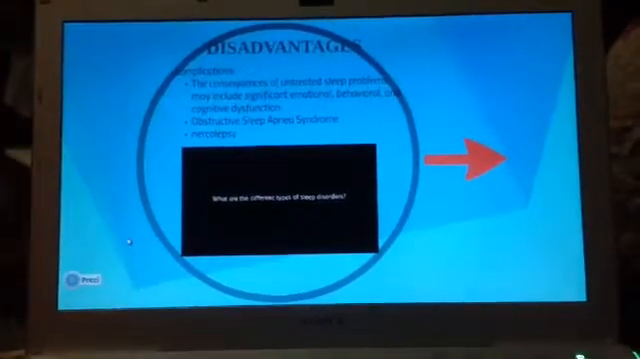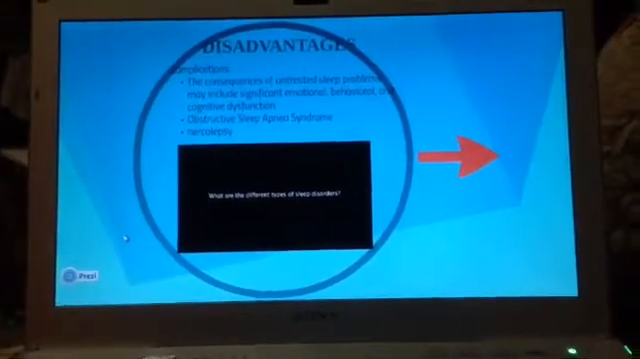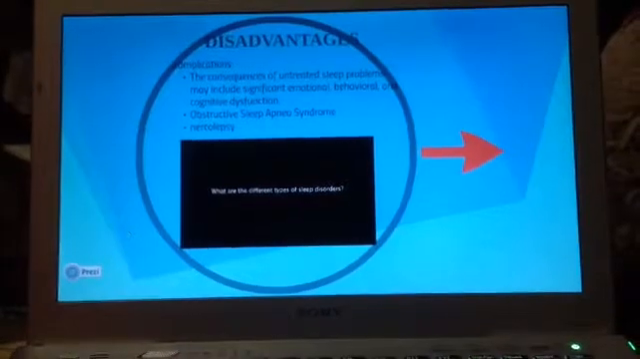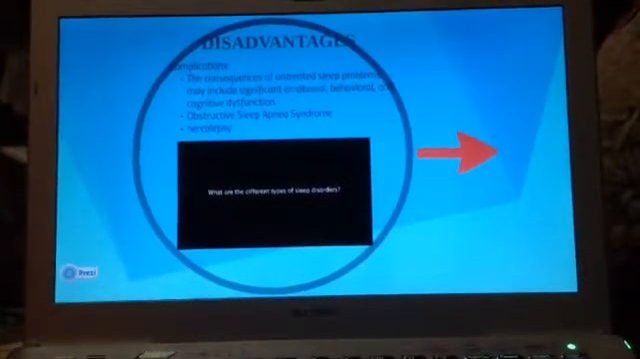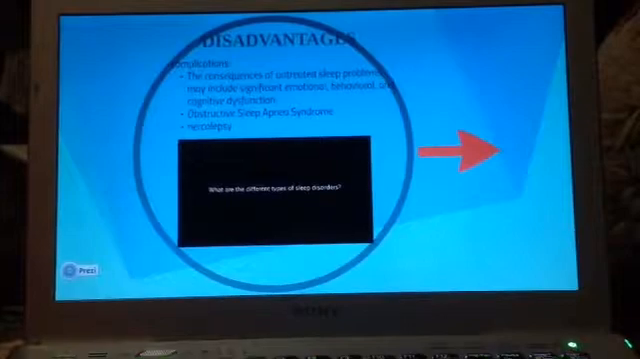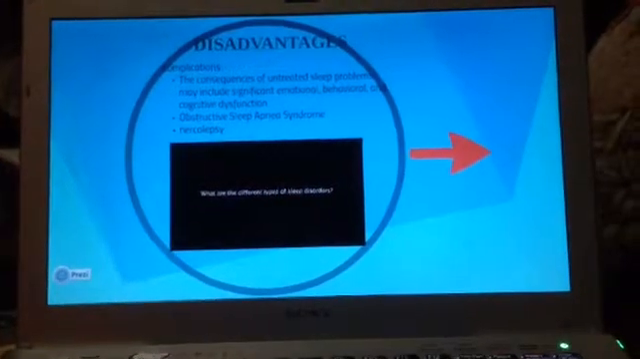And the advantage we have, complications. The consequences of untreated sleep problems may include significant emotional, behavioral, and cognitive dysfunction. Also, we have obstructive sleep apnea syndrome and narcolepsy.